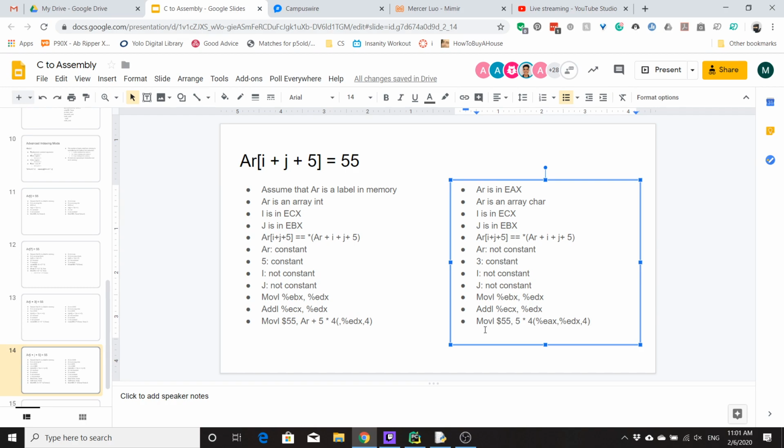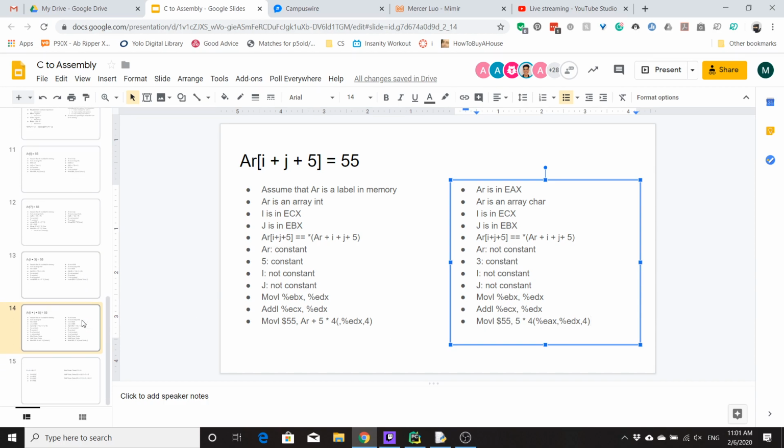Any questions about doing this? All right, the trick is you just need multiple instructions, and quite often a single line of C is going to require multiple lines of assembly to produce. Okay, so now we got only 2 more left to do.